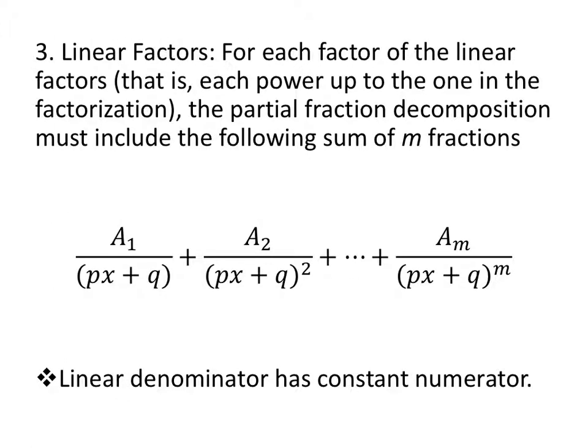For every linear factor in the given denominator, each power up to the one in the factorization, the partial fraction decomposition must include the following sum of m fractions. So for every linear factor in our denominator, we have a potential constant in the numerator. But we have to list that fraction as many times as that factor appears. We'll do some examples and make that a little more clear, but the important thing to remember here is a linear denominator always has a potential constant numerator.